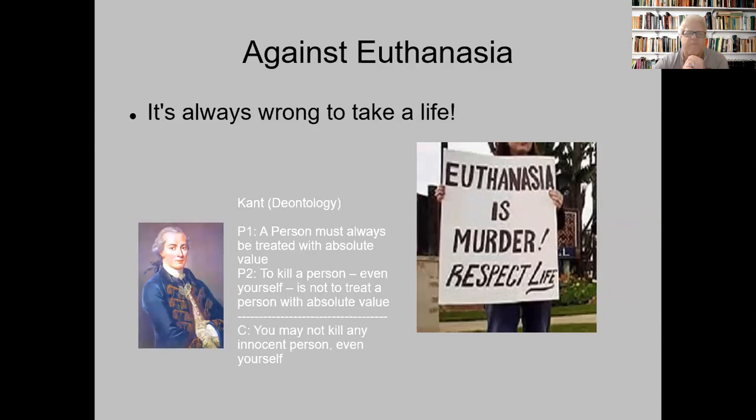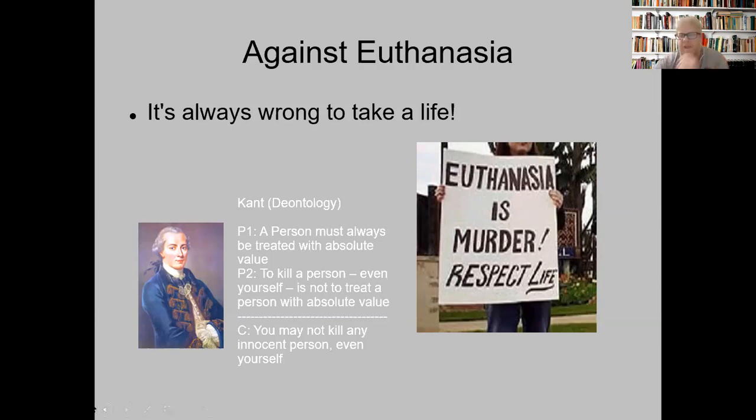The arguments against it, let's see how they go. One type of argument is it's just always wrong to kill an innocent person. Euthanasia is therefore murder. You can never kill an innocent person. The only type of killing might be in self-defense or capital punishment or something like that. But no, you cannot kill an innocent person, even if that innocent person is you.